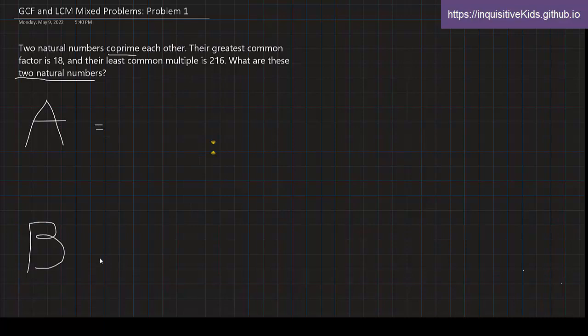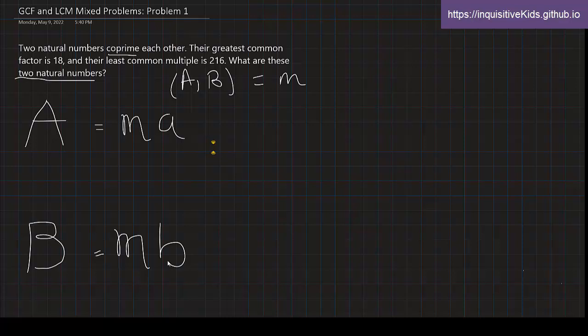So we know that there are these two numbers that are coprime to each other, and the greatest common factor is 18. So I'm first going to make their greatest common factor m. And right here, I'm going to add that the greatest common factor of A and B is m. And this is just a symbol for saying the greatest common factor. So A is m times lowercase a and B is m times lowercase b. This should be easy to understand.